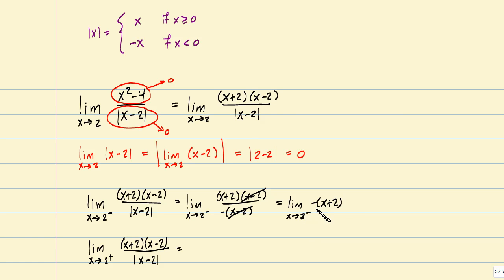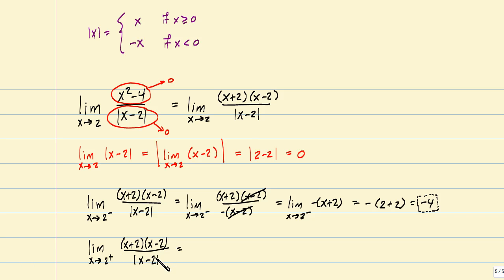But this is just a polynomial. So I'm free to plug 2 in. And I get negative times the quantity 2 plus 2, or -4. But remember, that's just one side of things, right? That's the left-sided limit. What happens in the right-sided limit?